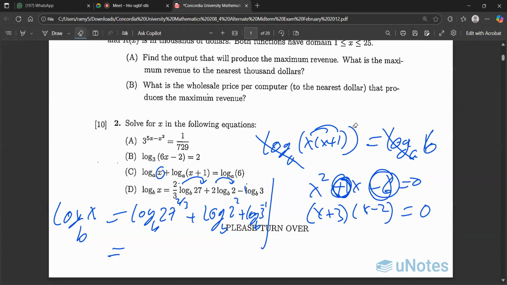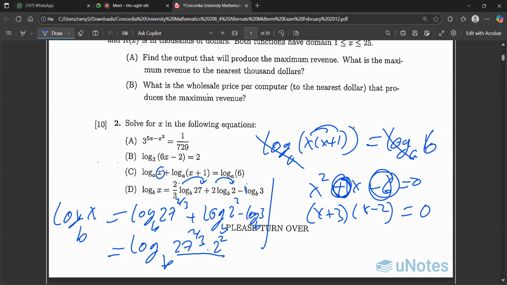We can leave it as a negative, and then it will become just one log, and then 27 power 2 over 3 plus, which means times 2 power 2, minus means divide 3.